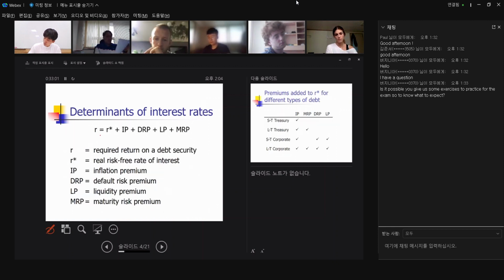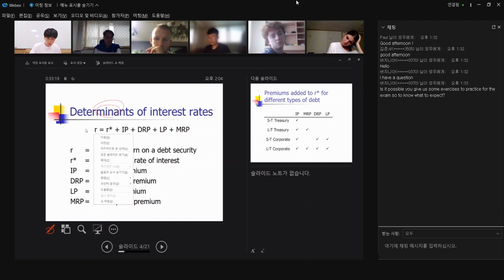And this is the most important thing in this chapter. So the second topic: what kind of factors affect the interest rate? We'll say what are the determinants of interest rate. So this is the nominal interest rate, right?